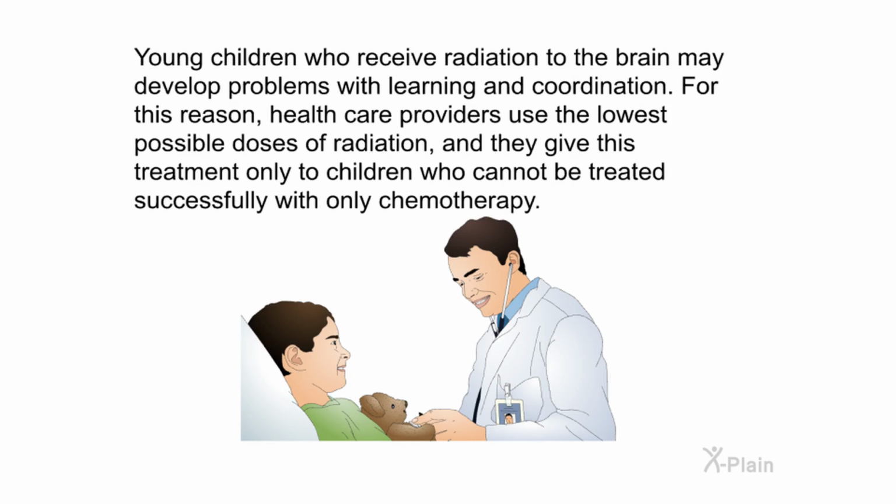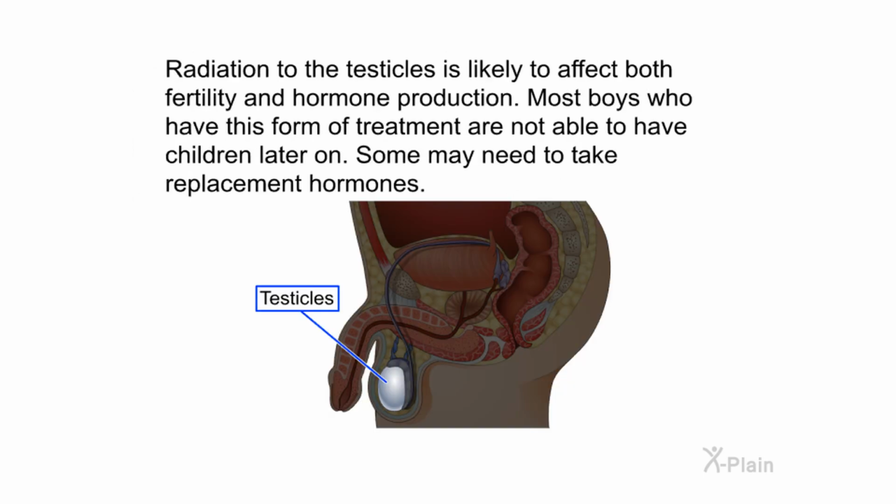Young children who receive radiation to the brain may develop problems with learning and coordination. For this reason, healthcare providers use the lowest possible doses of radiation, and they give this treatment only to children who cannot be treated successfully with only chemotherapy. Radiation to the testicles is likely to affect both fertility and hormone production. Most boys who have this form of treatment are not able to have children later on. Some may need to take replacement hormones.